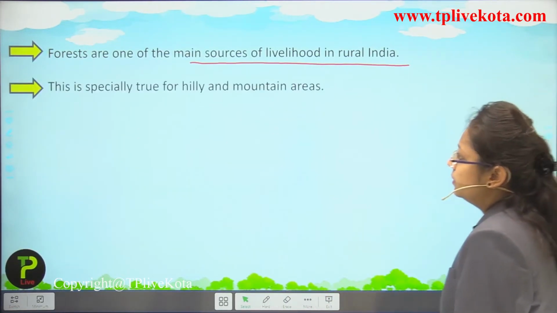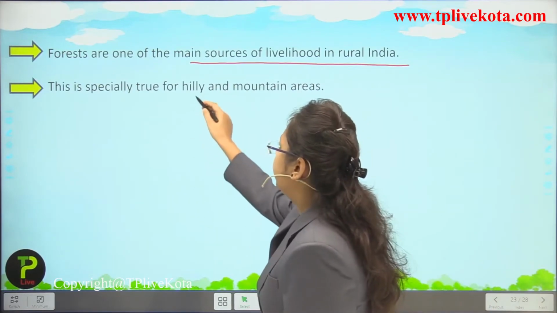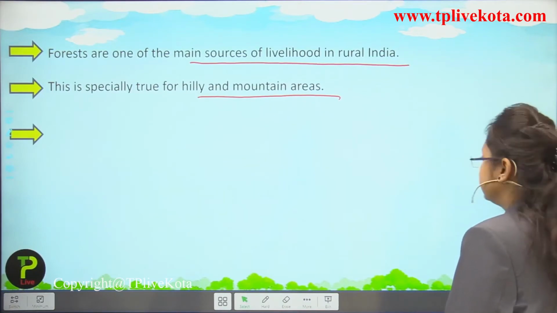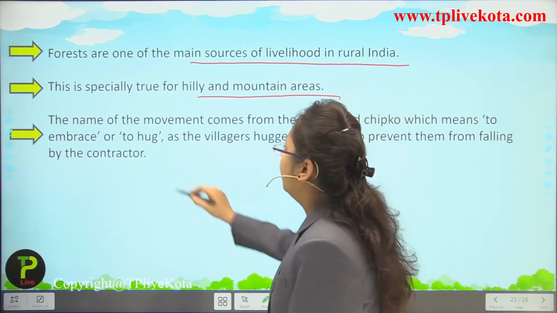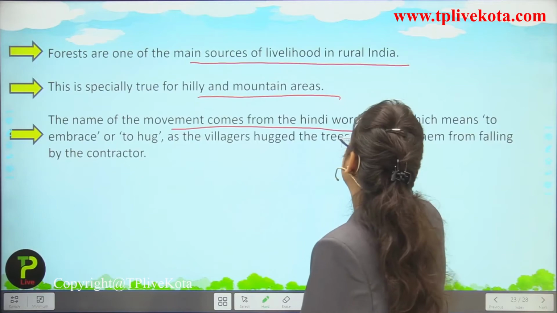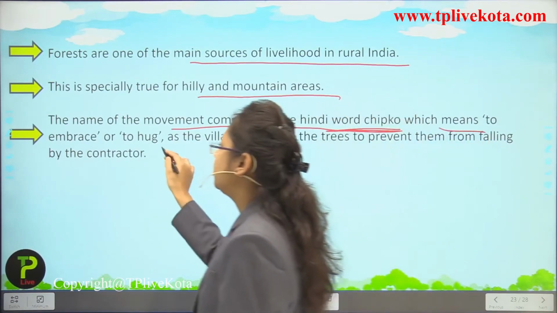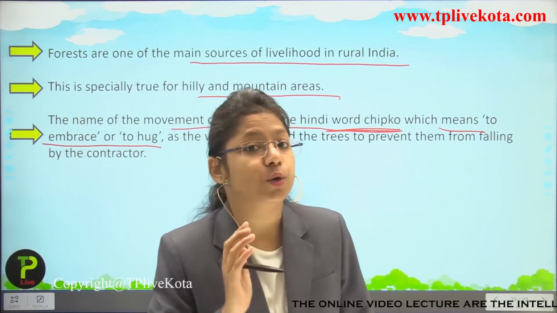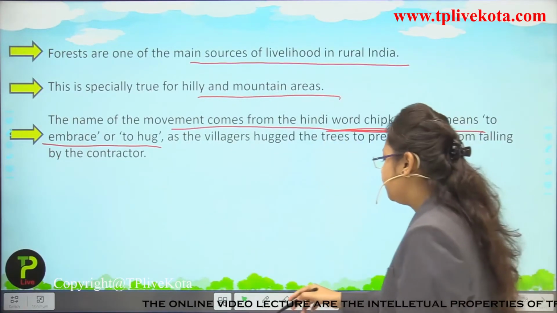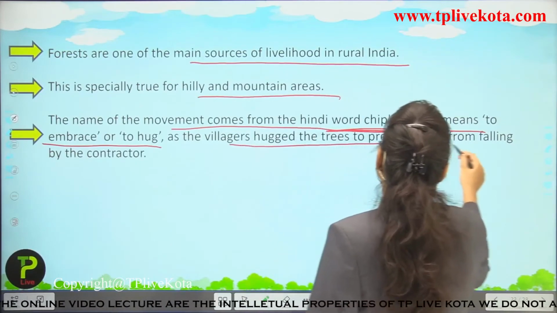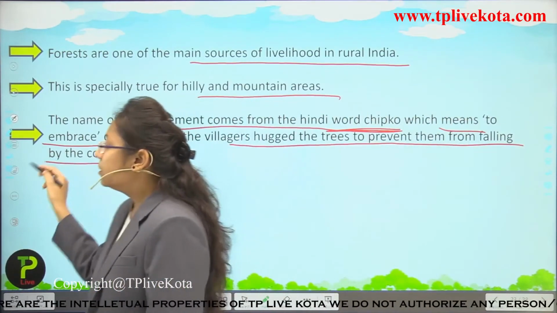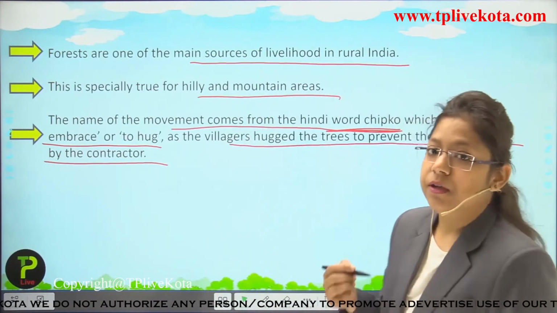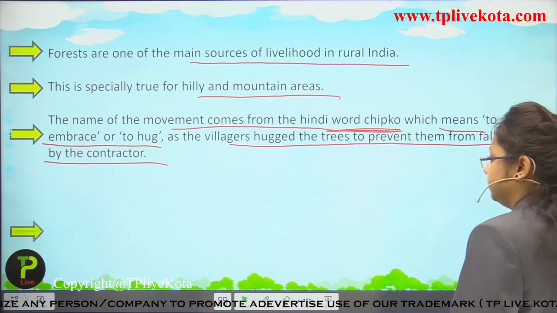Next, this is especially true for a hilly and mountainous area. Now, the next point is, the name of the movement comes from the Hindi word chipko, which means to embrace or to hug. Okay, students, so chipko means to embrace, to hug, or to cling, as the villagers hugged the trees to prevent them from being felled by the contractor. The villagers protected the trees from being cut down by the contractors.